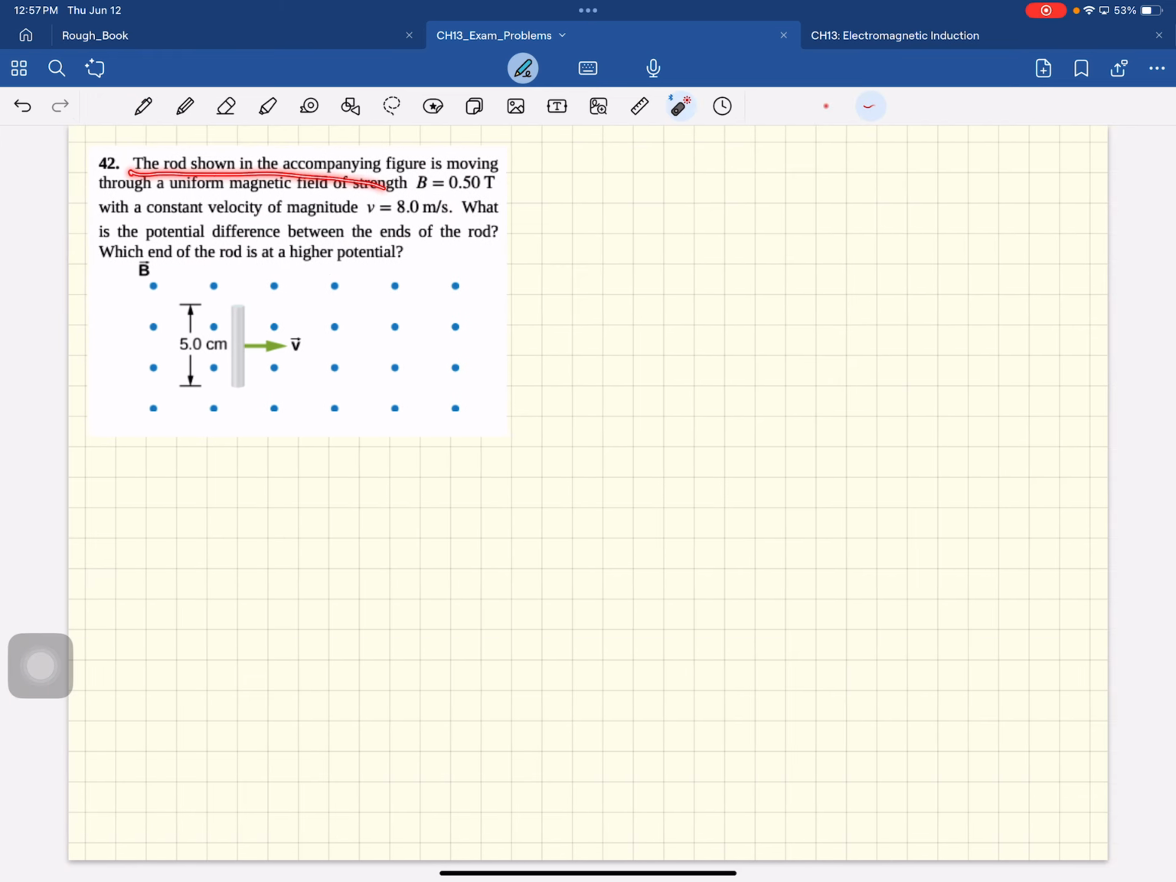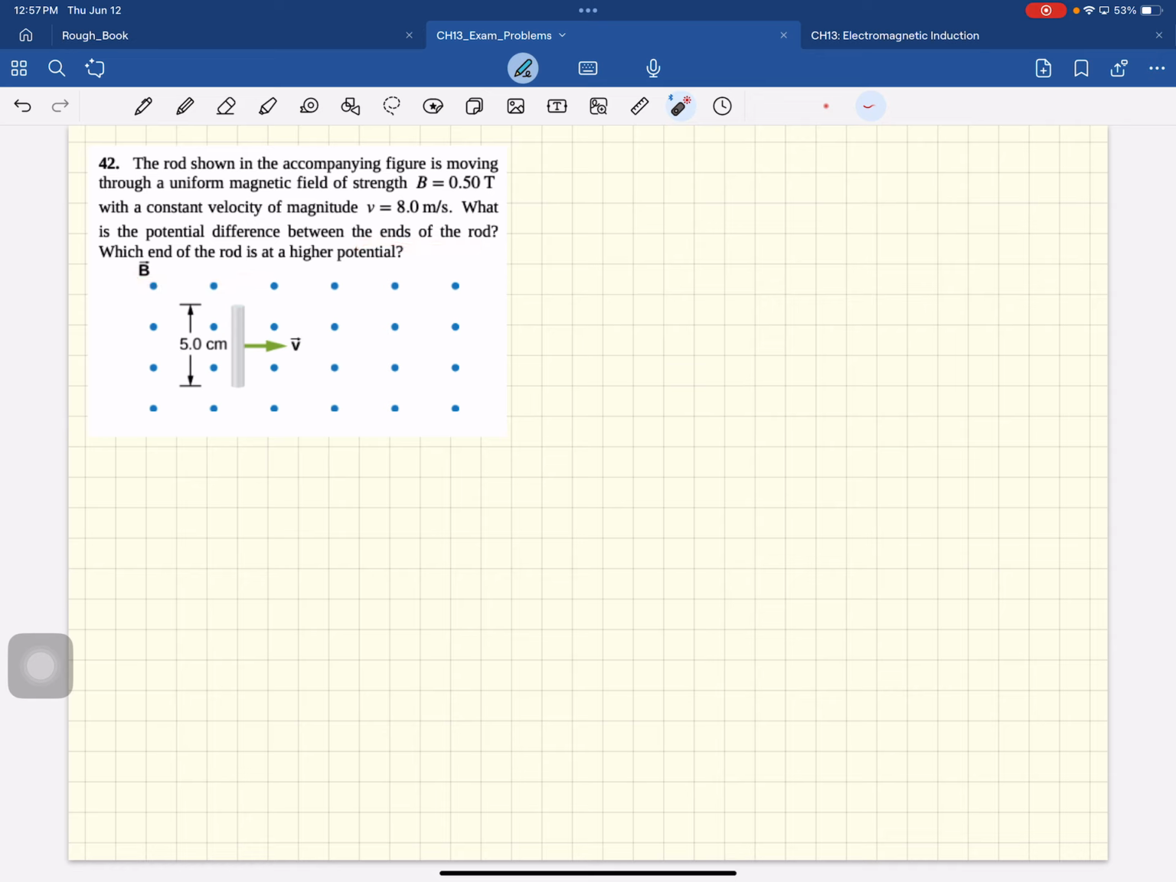The rod shown is moving through the uniform field of strength 0.5 Tesla with a velocity of 8 meters per second. Is that fast? Kind of. Usain Bolt runs at 10 meters per second. So it's about 20 miles an hour. What is the potential difference between the ends of the rod? Which end of the rod is at a higher potential?